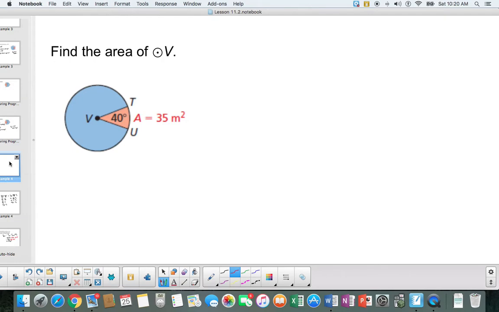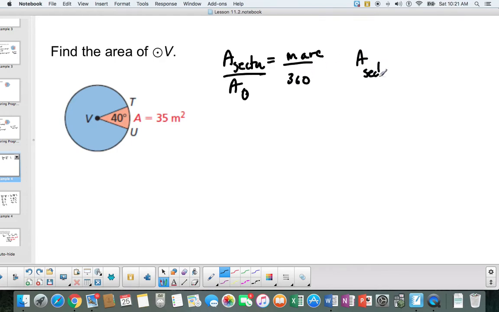Okay, I'd like to find the area of the circle, and I've been given the area of the sector and the measure, but I want the whole circle. So again, there are 2 formulas. You can either work with the ratio formula, which is area of the sector divided by area of the circle equals the measure of the arc over 360, or you can work with area of the sector equals measure of the arc over 360 times area of the circle. And that's where we take this and move it to the other side here, like that.